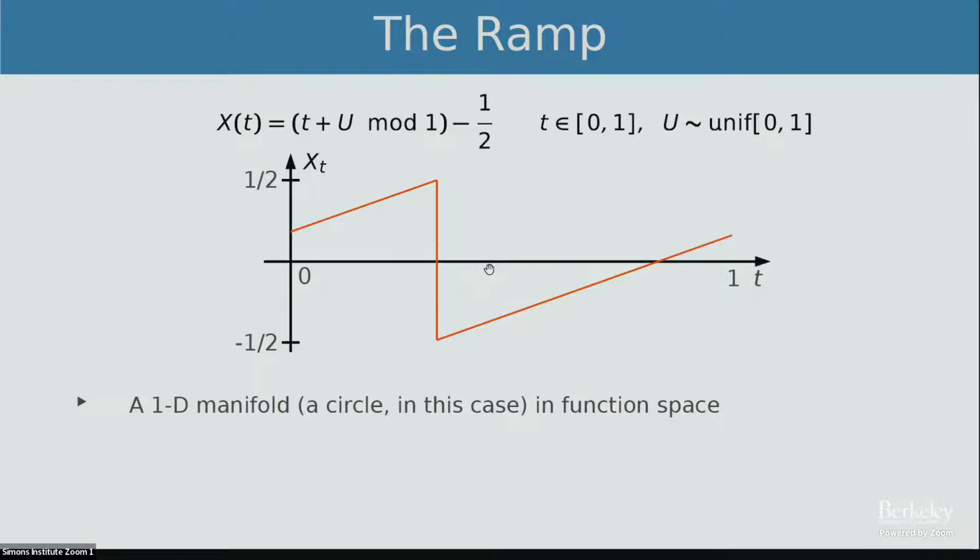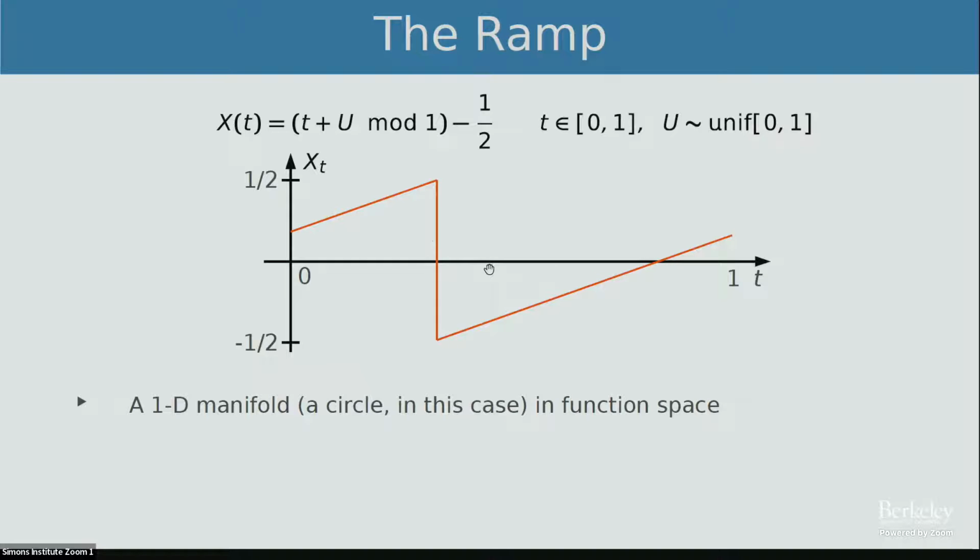So just a tweak to the process. Okay, very similar process, but not exactly the same. This process is x of t equals t minus half with a random cyclic shift to it. So just x of t equals t minus a half, and then apply a random cyclic shift to the whole thing. So, a typical realization. Again, a 1D manifold in function space. This one's a circle, however.